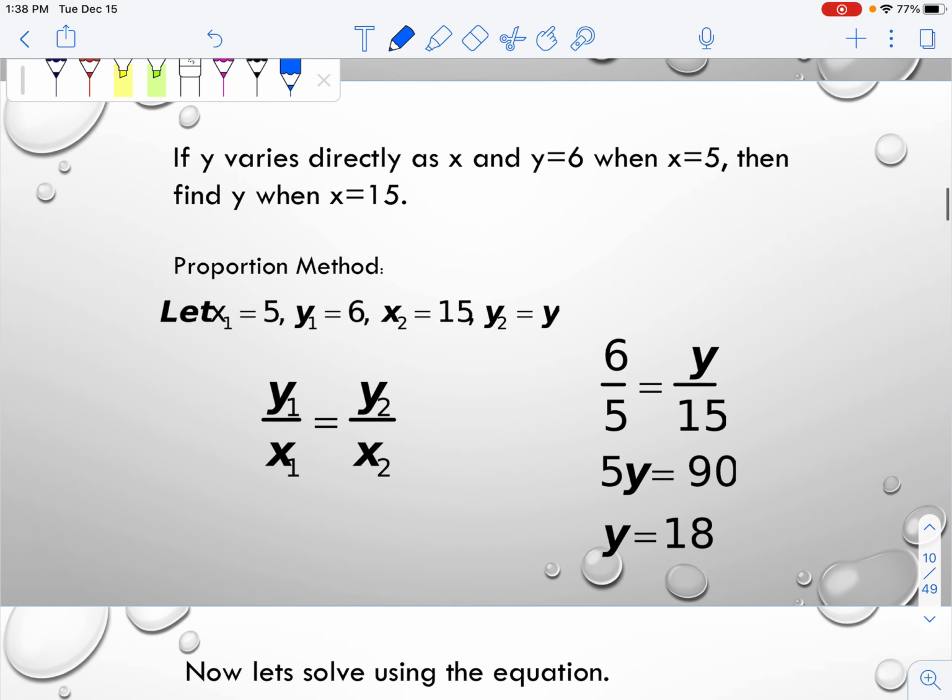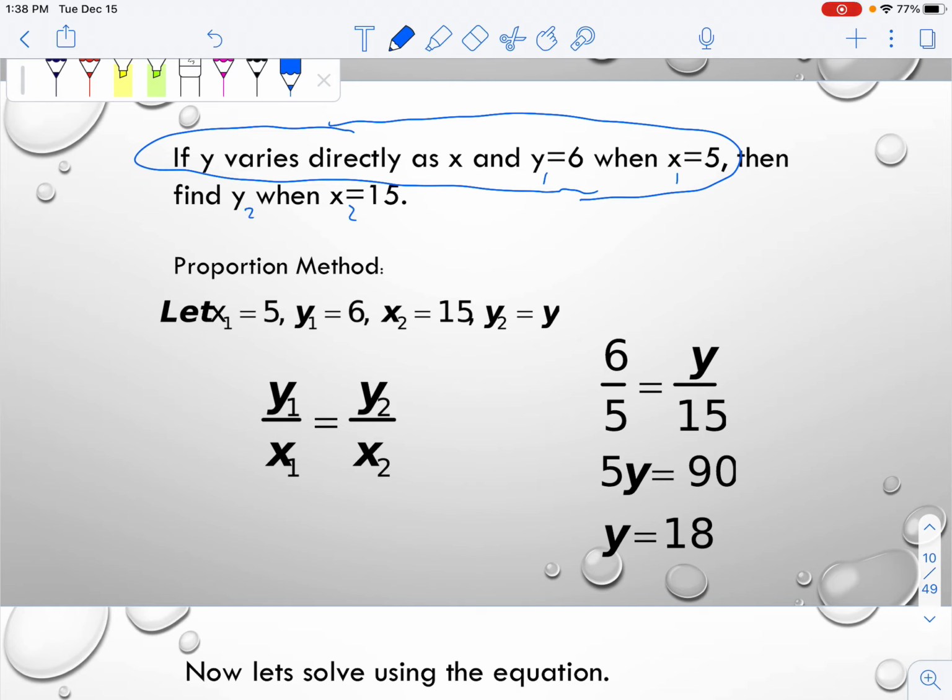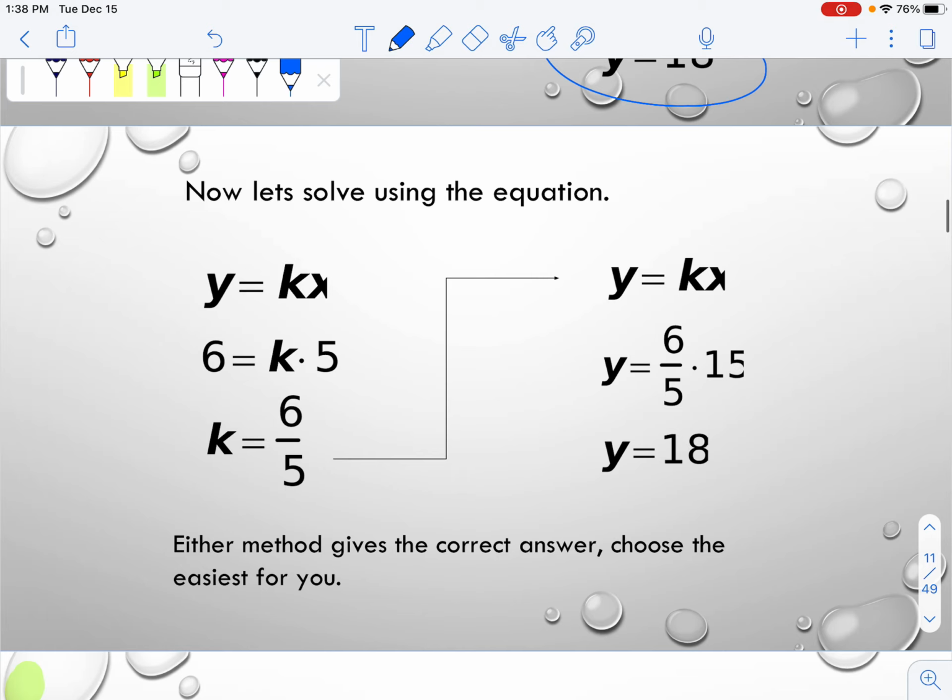Here's one example. If y varies directly as x and y equals 6 when x equals 5, so there's your first fact, that's x1, y1. And then find y when x equals 15, so that'd be y2, x2. Set your proportion up, y's over x's, cross multiply and solve, and we can get it.